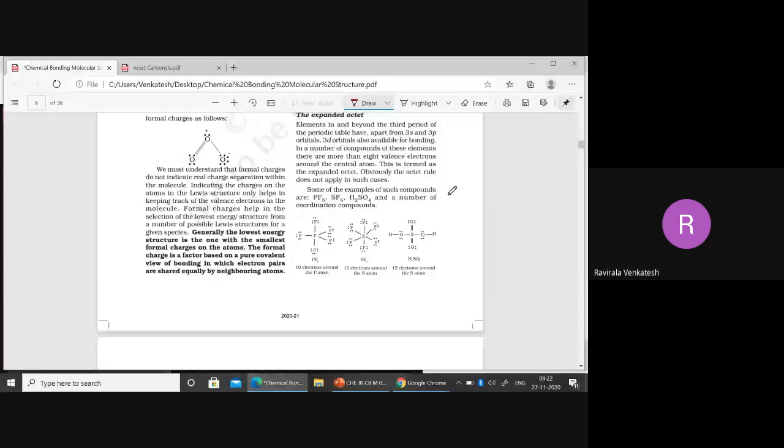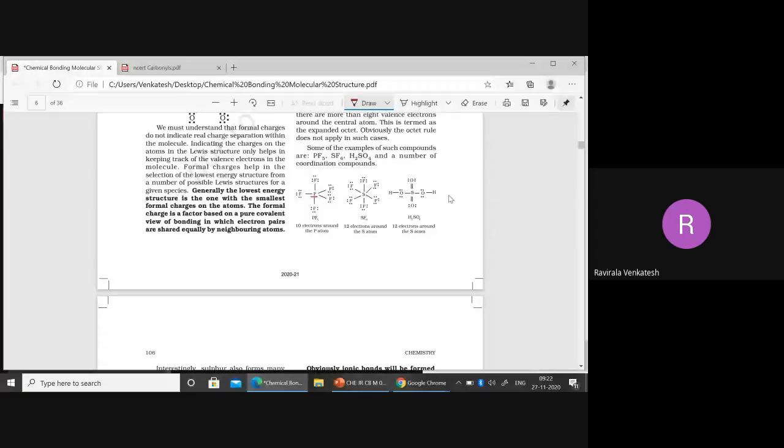See here, phosphorus, sulfur. These are third period elements. Third period elements have empty d orbitals. So they may get what? 10 electrons, 12 electrons, isn't it? In their configuration, more than octet configuration is possible for which period elements? Third period elements, right? But for oxygen, which period element is it?